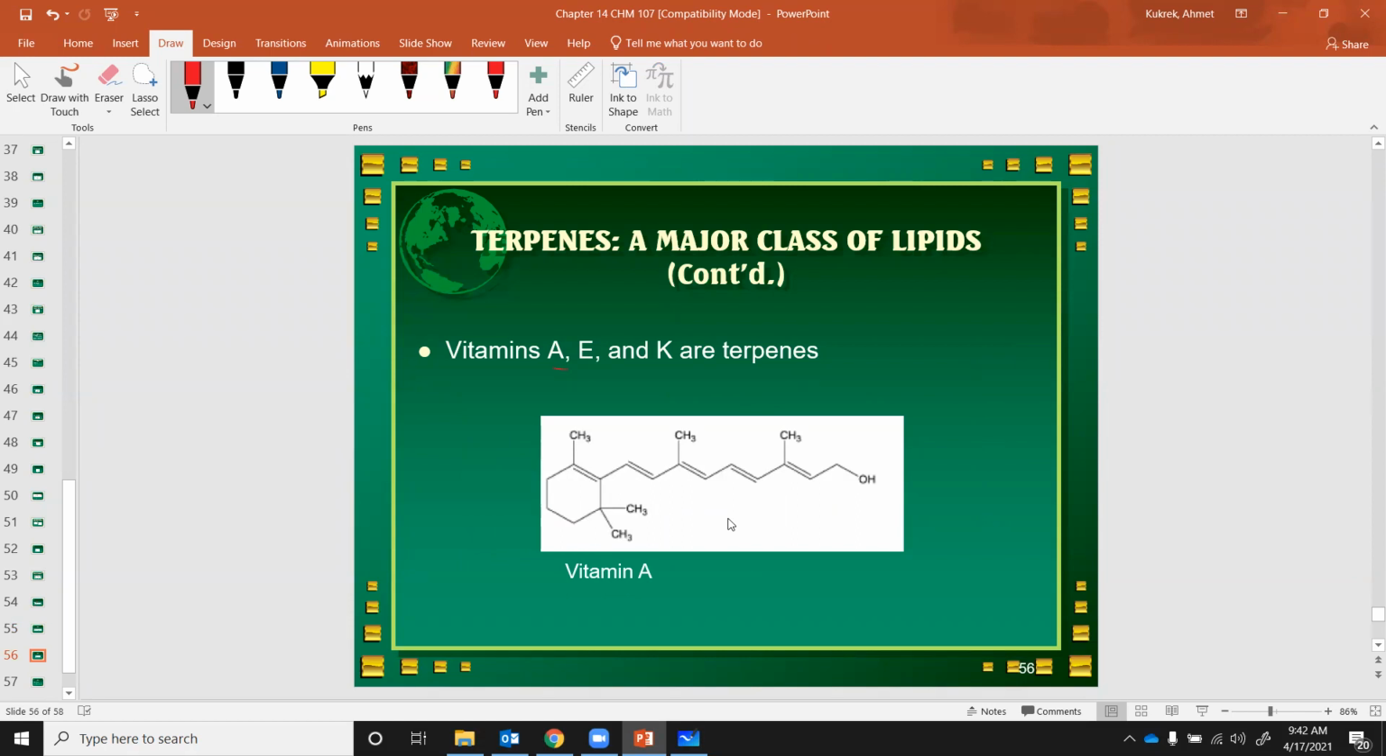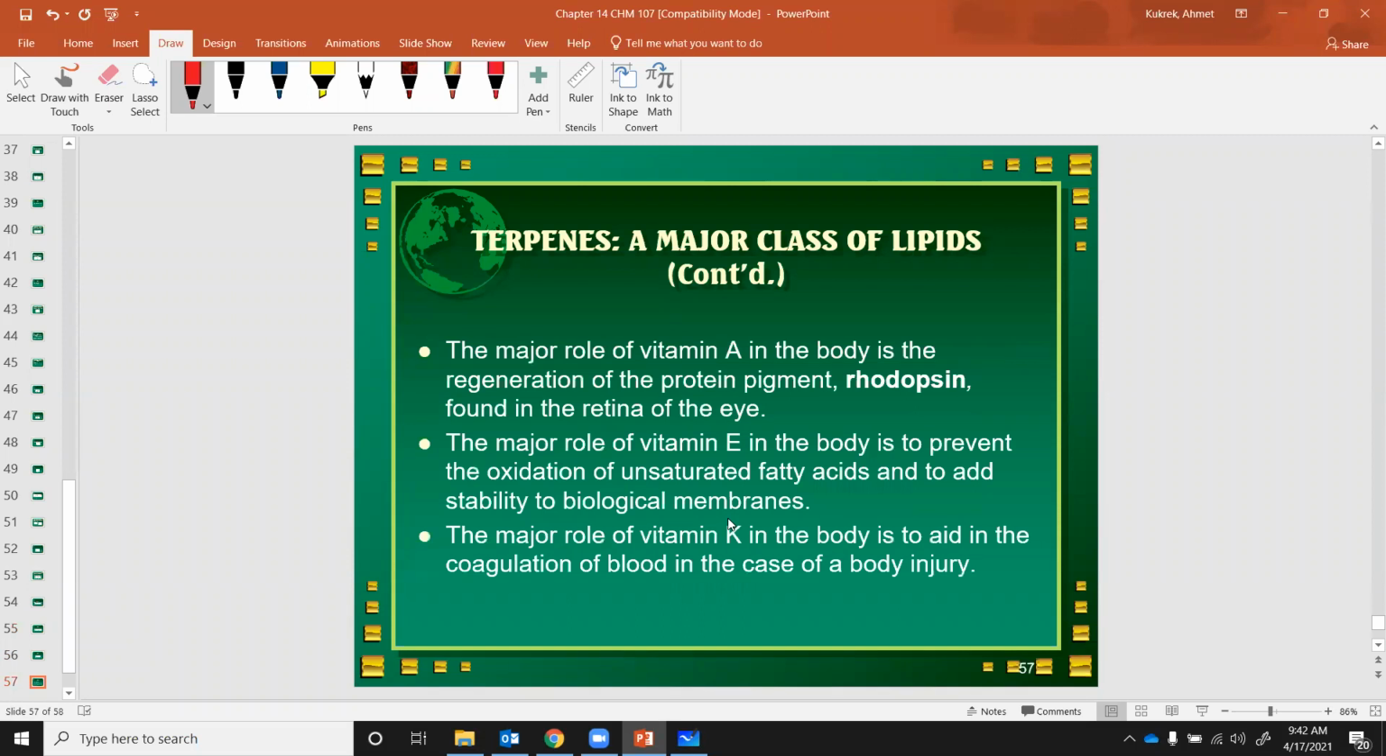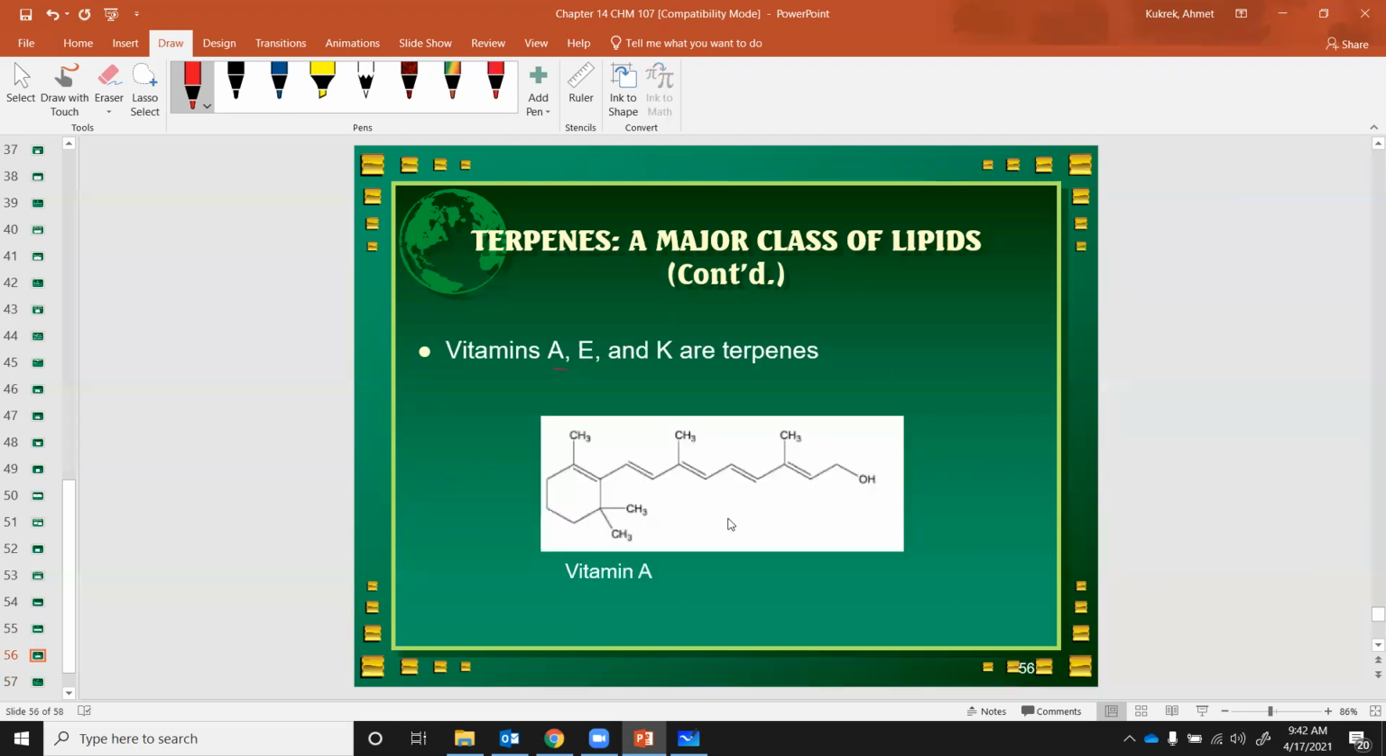Okay, this is vitamin A, and I was just going to say this actually. Vitamin A plays a major role in the regeneration of the protein pigment called rhodopsin, found in the retina in the eye. So if you look at this, I have the slide, but I think I have it in my orgo slides. If you look at this bond here, let's look at this bond here.